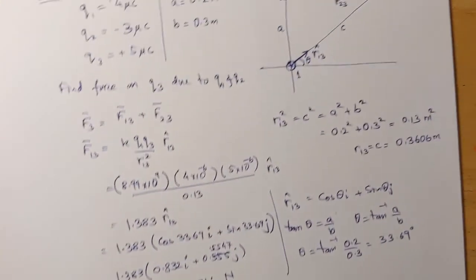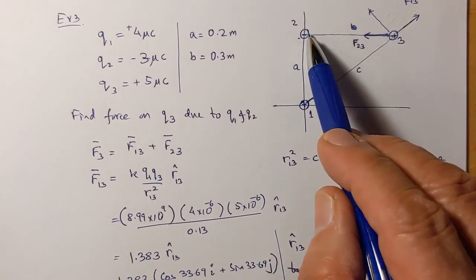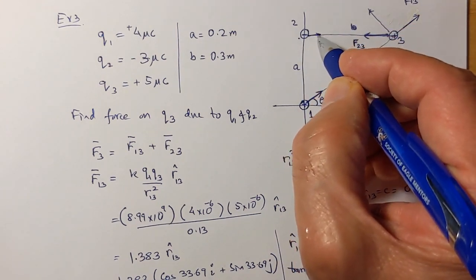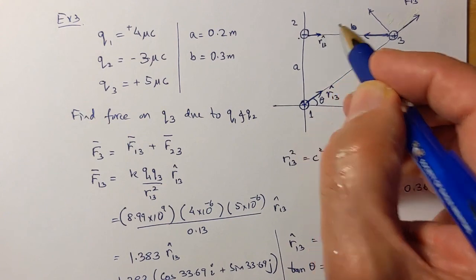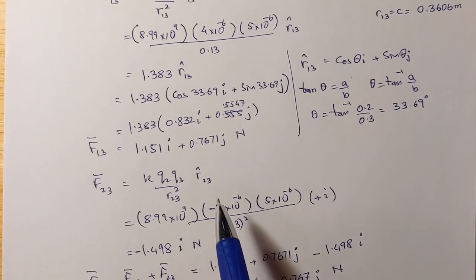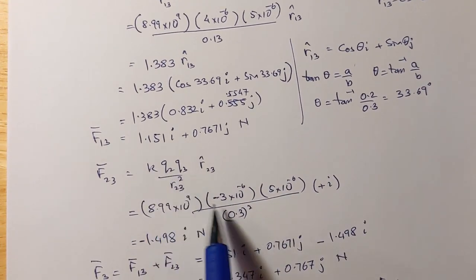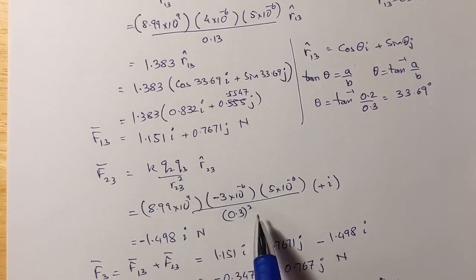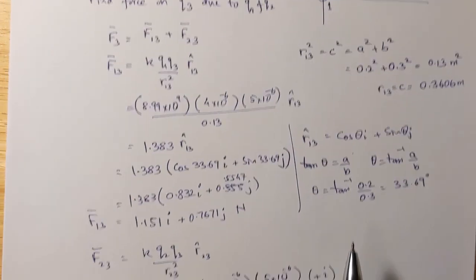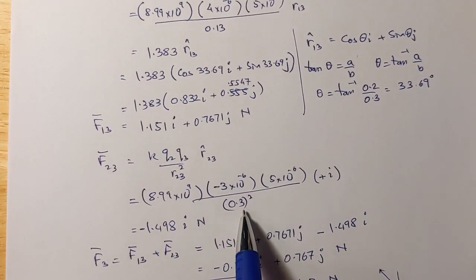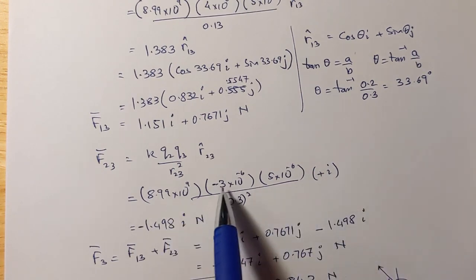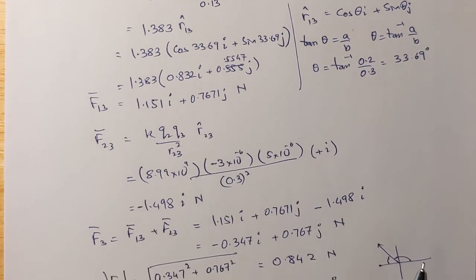Now F23, which is this force, is going to be K, Q2, Q3, and the unit vector R23. So the K is here, Q2 and Q3. Now Q2 is negative, R23 is plus i because it's pointed to the right, and then the distance is 0.3. We solve that, we get 1.498 in the negative i direction because of this one, in newtons.